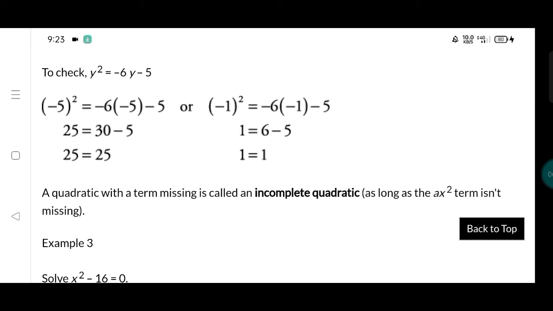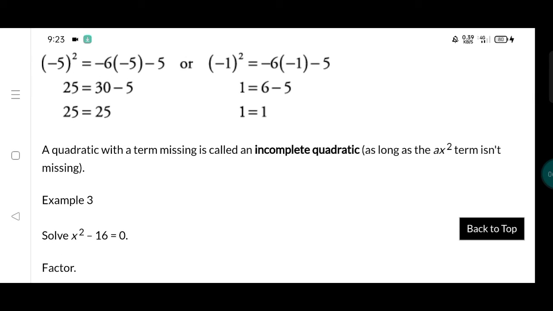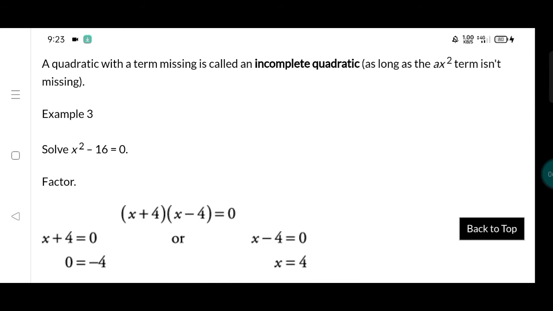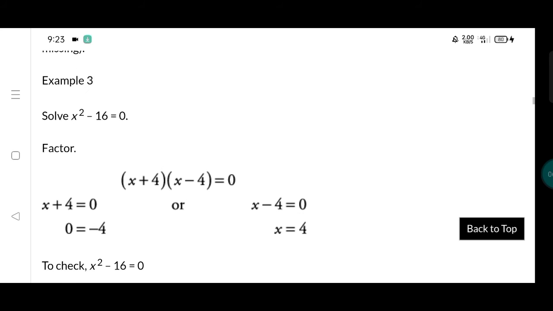A quadratic with a term missing is called an incomplete quadratic, as long as the ax squared term isn't missing. Our next example, solve x squared minus 16 is equal to 0. This is an example of an incomplete quadratic because one term is missing. By factoring, we have x plus 4 and x minus 4.